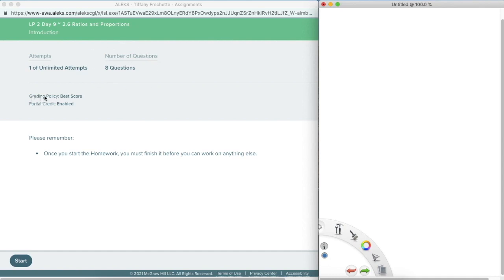Grading policy is best score, so whichever attempt is your best one is the one you get to keep. And partial credit is enabled. So if I answer one of 8 questions, I get credit for the 1 question.